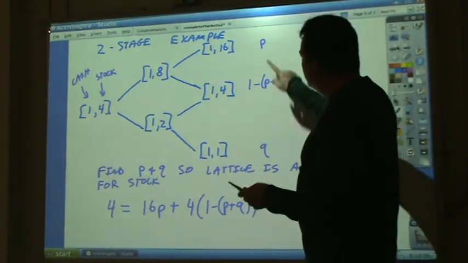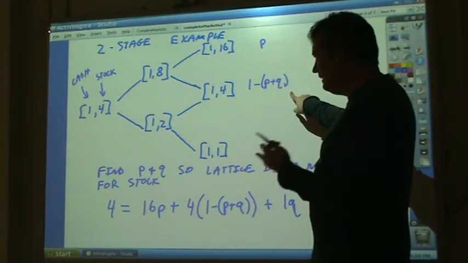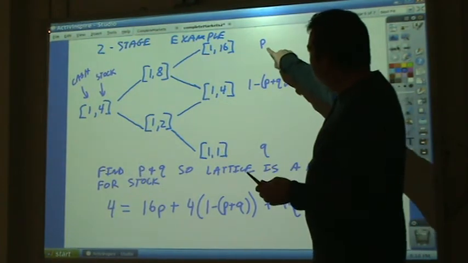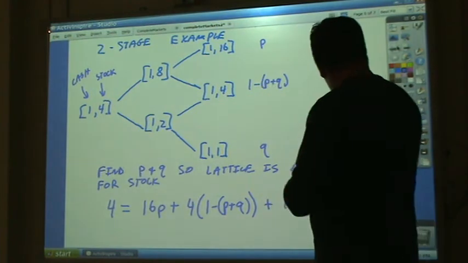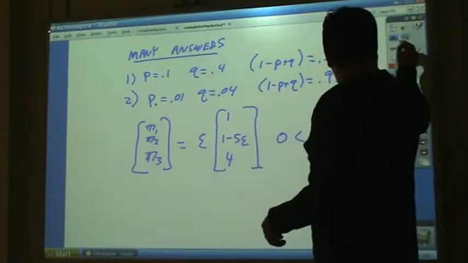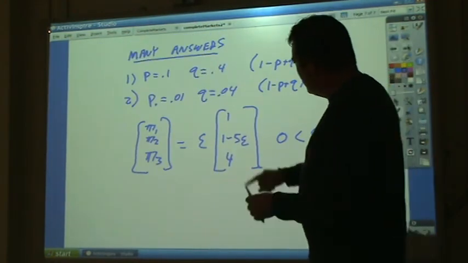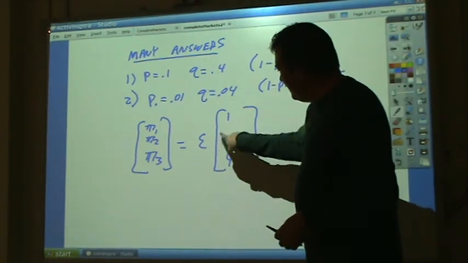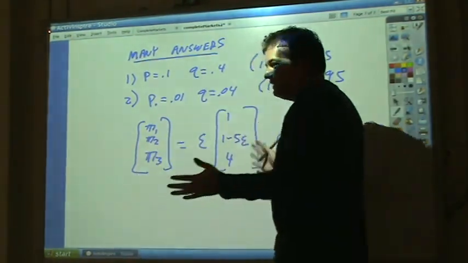So for example, this is 10%, this is 40%, and this is the remaining 50%. You're expected to have $4 2 years from now. If this was 1% and this was 4% and this was the remaining 95%, that would also be a martingale. So the answer ends up being: as long as this is 1 times something and this is 4 times that same thing, and this guy in the middle is the remainder. This looks like a complicated thing, but it's not. That's what it's really saying.